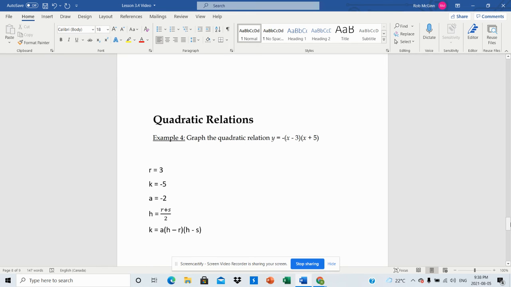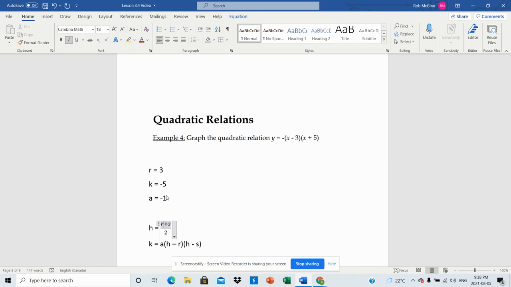All right. Once again, another one here. Graph the quadratic relation y equals negative, in brackets x minus 3, in brackets x plus 5. So once again, we're going to go through what do we know? Well, r is positive 3, s is negative 5, a in this case is negative 1.